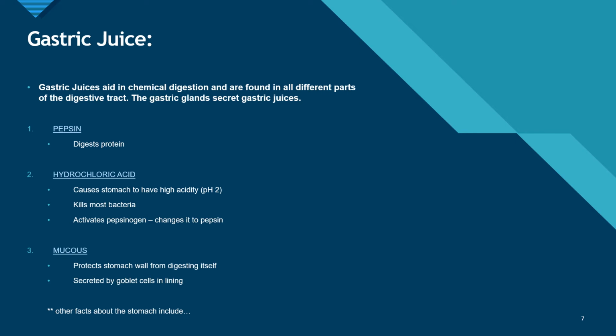Some other quick facts about the stomach: food is not absorbed by the stomach, but rather alcohol is. So that's why alcohol gets into your bloodstream faster. Food stays in your stomach for 2 to 6 hours, and something called chyme, a thick soupy liquid, leaves the stomach. Chyme leaves via the pyloric sphincter and enters the duodenum of the small intestine.